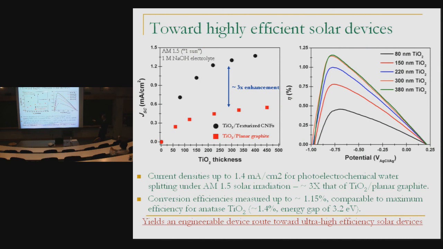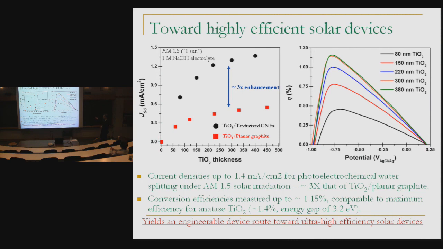Now when I went to test these devices, what I'm measuring here is the short circuit current density under illumination. The short circuit current density is simply if you put the sample in the solution and you shine one sun of solar radiation on the sample, you're measuring the photocurrent that's generated without applying an external voltage. What I did is I compared this to a titanium oxide layer coated on a planar graphite material. This is pressed graphite, so it's very conductive. And what you can see here is that I get a 3x enhancement for the short circuit current density, which is pretty incredible for the three-dimensional structure as a function of thickness.